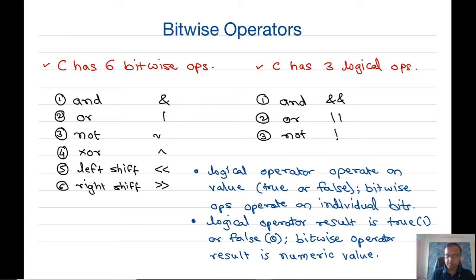Going a step ahead, the logical operator result is always either true or false, so the result will be either 1 or 0. However, the bitwise operator result will be a numeric value coming from that particular bit manipulation. So to quickly revise the first difference: logical operators talk in terms of true and false, zero and non-zero. Bitwise operators go through the individual bits of the number and operate there.